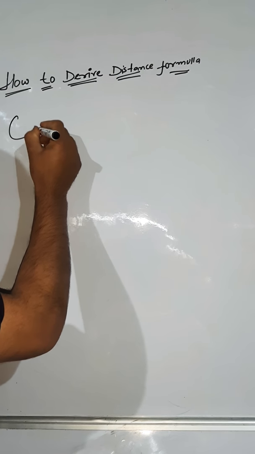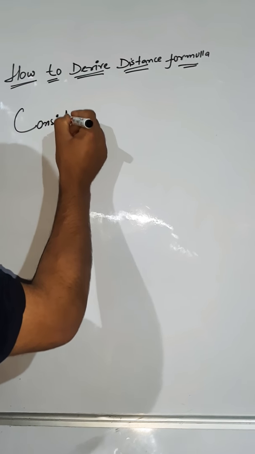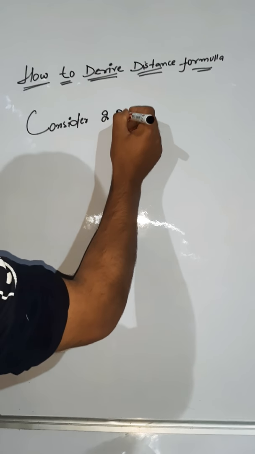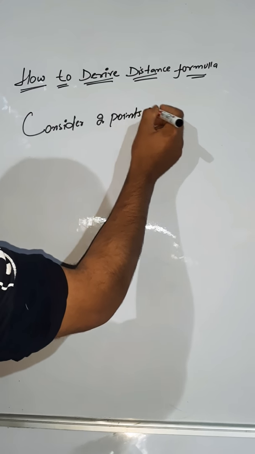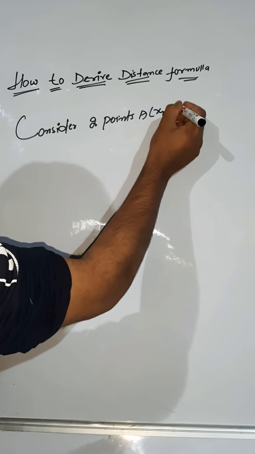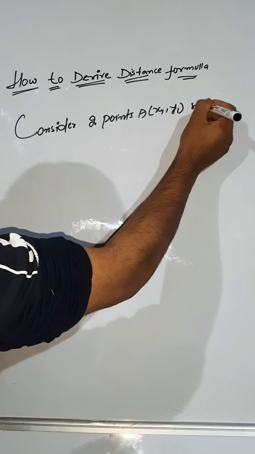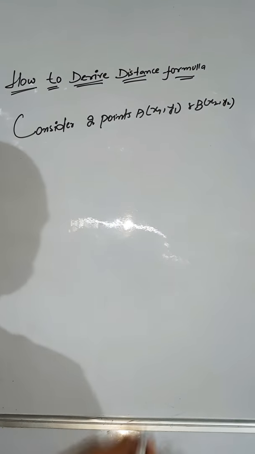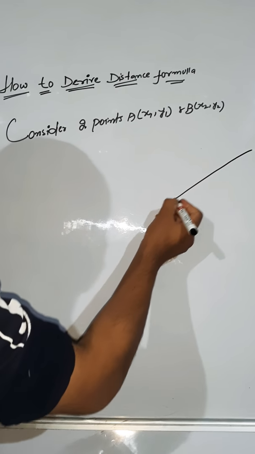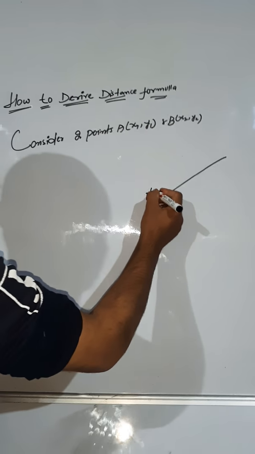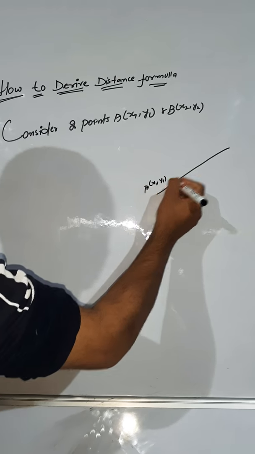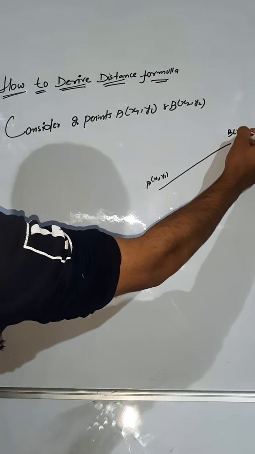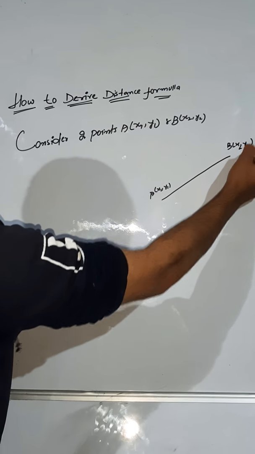So in our today's math class we will discuss the procedure to find out the distance formula. For this we will consider 2 points, A of x1 comma y1 and B of x2 comma y2. Now let's draw a line segment AB.